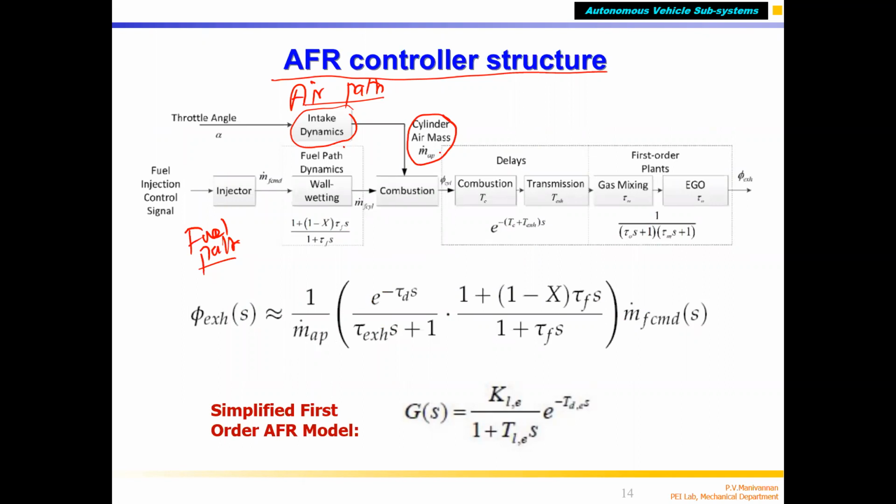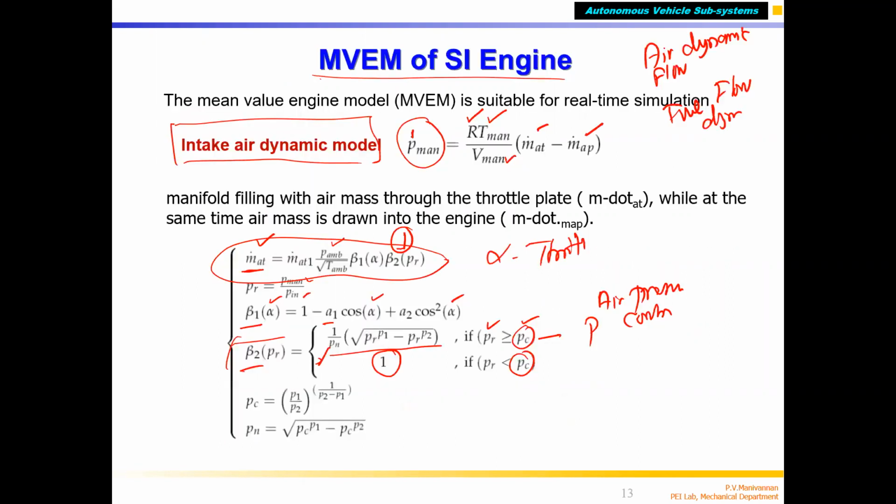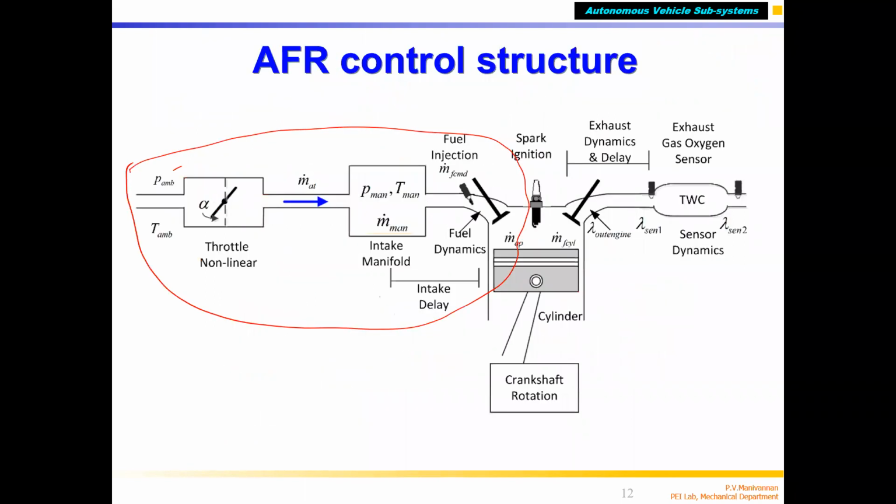Air dynamics is nothing but the mass of the air trapped inside the cylinder. The air passes through the restriction of the throttle, and some amount of mass goes through when the throttle opens, depending on the throttle angle. It is then stored inside the intake manifold, and from there the air enters the combustion chamber as the piston goes down.